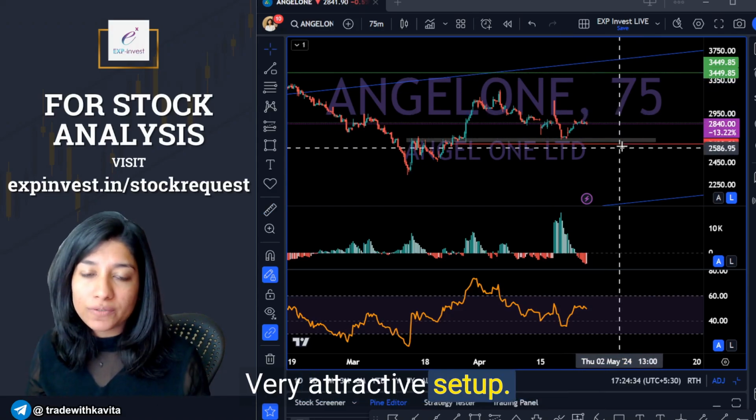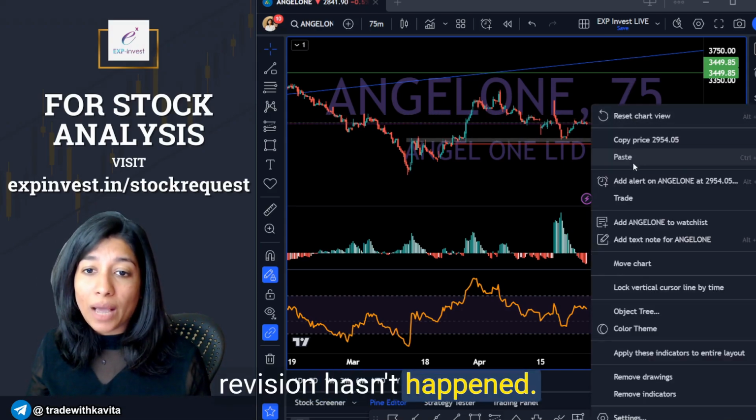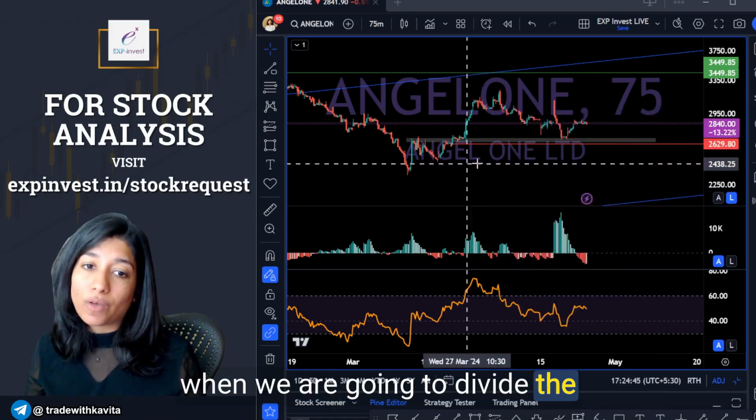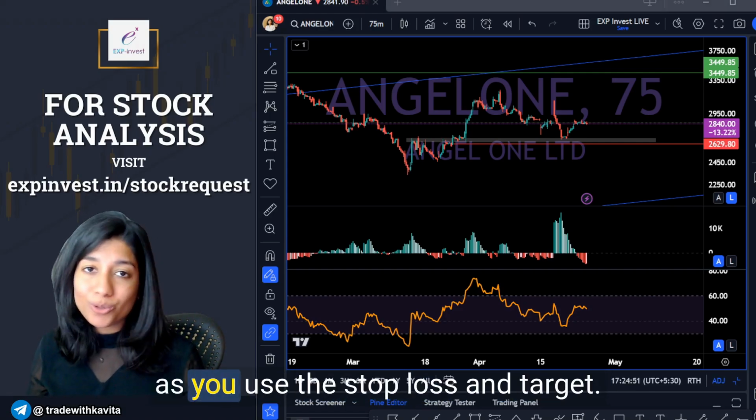Right, very attractive setup. So now we continue to hold for the first target. The first stop loss revision hasn't happened. We are waiting to cross the level above 2954, and that is when we are going to revise the stop loss. But for you, Angel 1 is definitely a hold, as long as you use the stop loss and target.